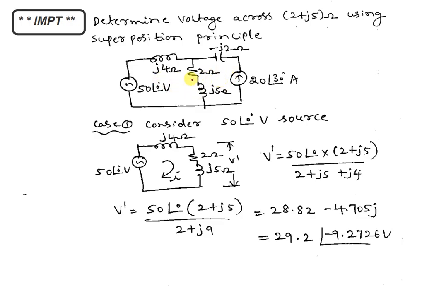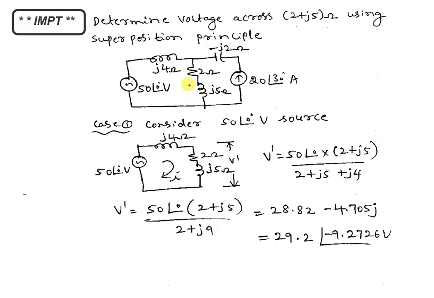So let us find out how many sources are there. First, there is a 50 angle 0 volts. So this is a voltage source. This is 20 angle 30, it's a current source. Amp A is given, and the arrow mark also you can see. Arrow mark means it is a current source. So two sources are there, one is voltage source and one is current source.